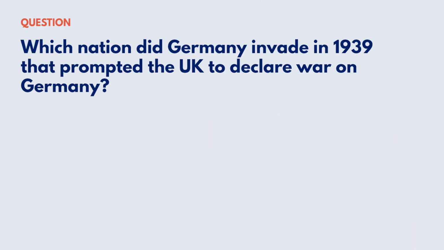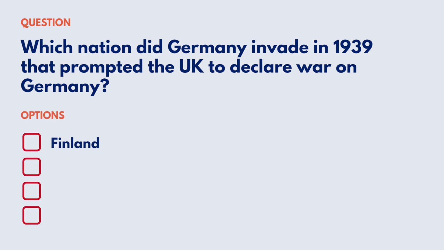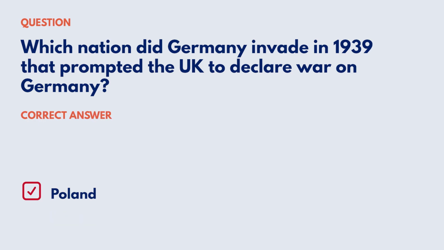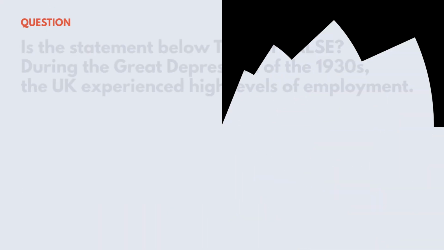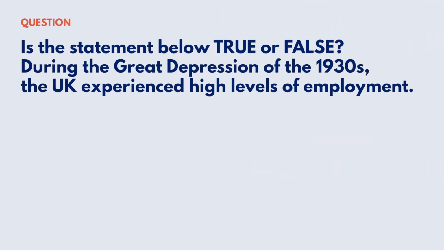Which nation did Germany invade in 1939 that prompted the UK to declare war on Germany? Finland. Austria. Poland. France. Correct answer: Poland.